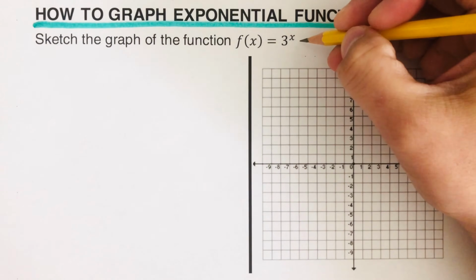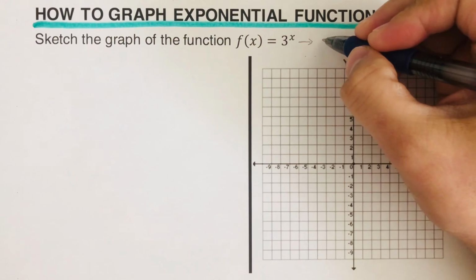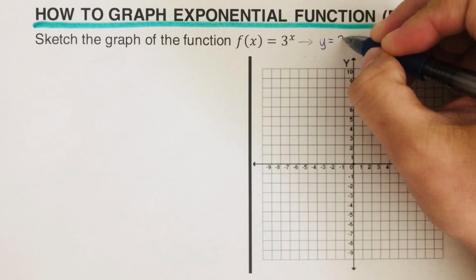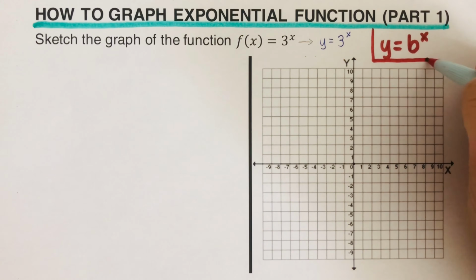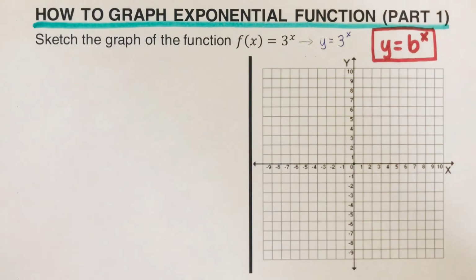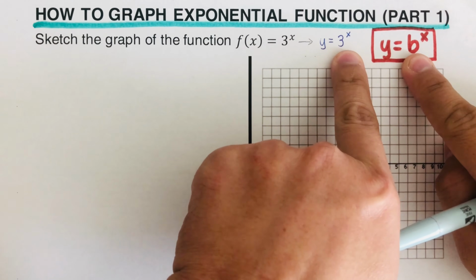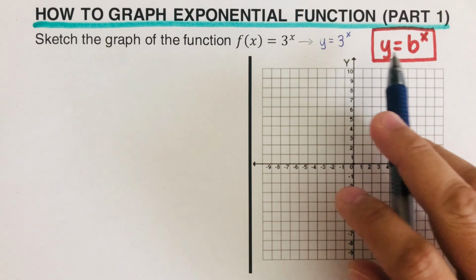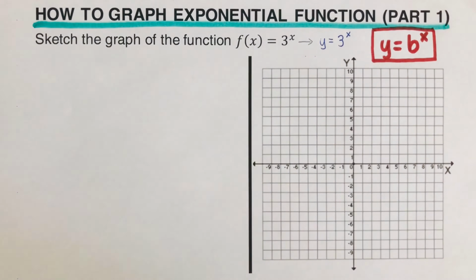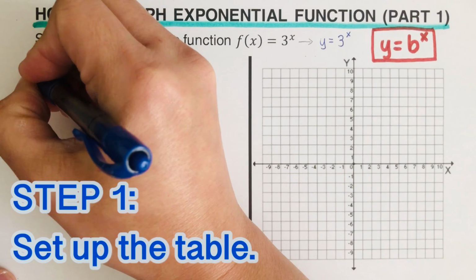Now please remember that this function notation that we have here can be written in equation form, which is y is equal to 3 raised to the power x. And this matches up to the general form that I wrote on the side over here. So our y and x are our variables, and then the b here, or the base in this example, is 3. There are steps that we need to follow in order that we can graph this exponential function of this form. Now the first step is to set up the table. So I'm just gonna label this as step 1 right here.